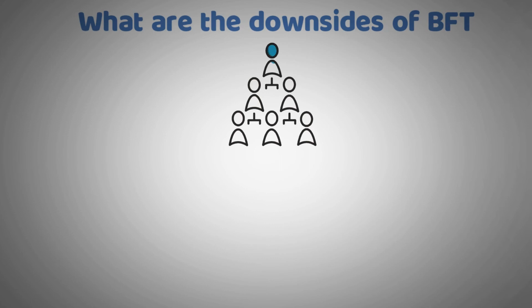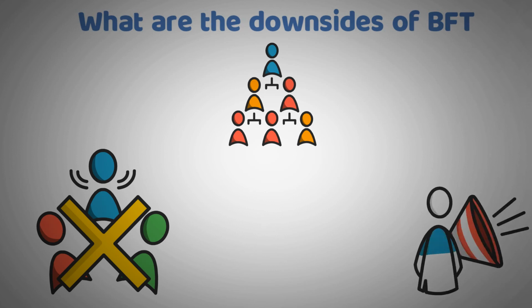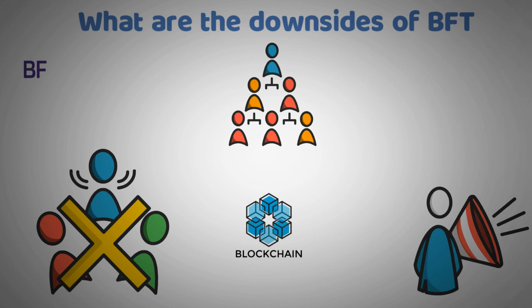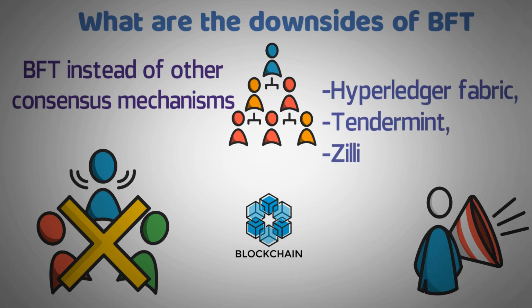What are the downsides of BFT? The classic BFT model restricts the consensus mechanism to a small group, so that it avoids large volumes of communication between nodes. On another note, the idea of message authentication presents some concerns by not being completely efficient. However, there are many blockchain networks that chose to use BFT instead of other consensus mechanisms. These include Hyperledger Fabric, Tendermint, and Zilliqa.